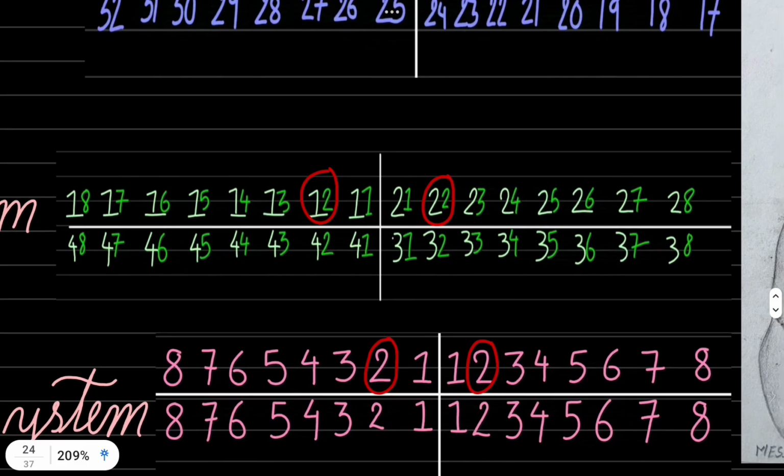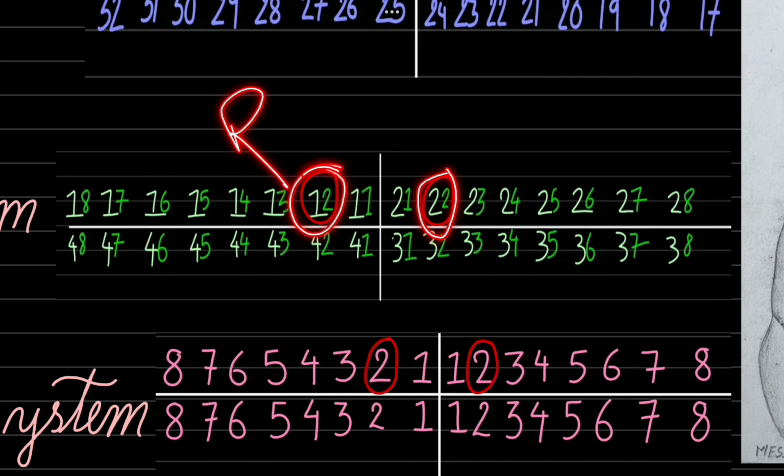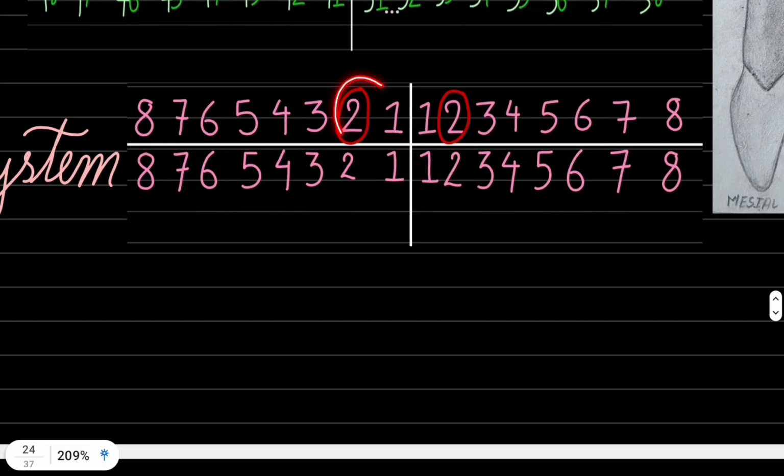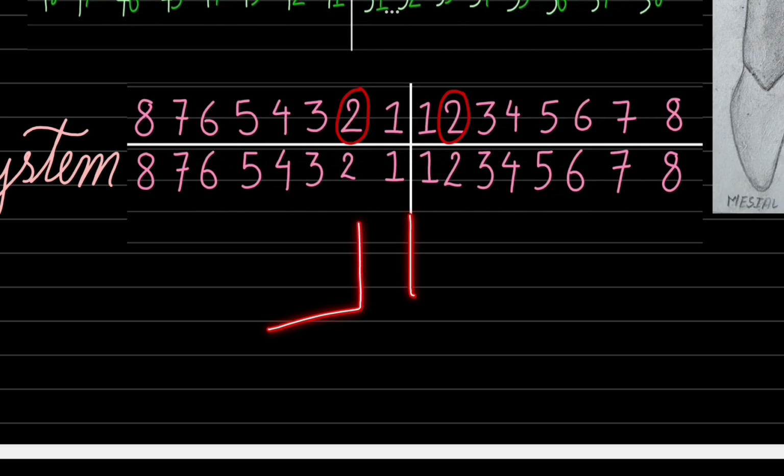According to the FDI system, we have the number 1, 2 and the number 2, 2. So for the right side, we have 1, 2. For the left side, we have 2, 2. According to the Palmer notation system, we have the number 2 for the maxillary lateral incisor, according to its respective quadrant brackets. So this is for the right side and this is for the left side.